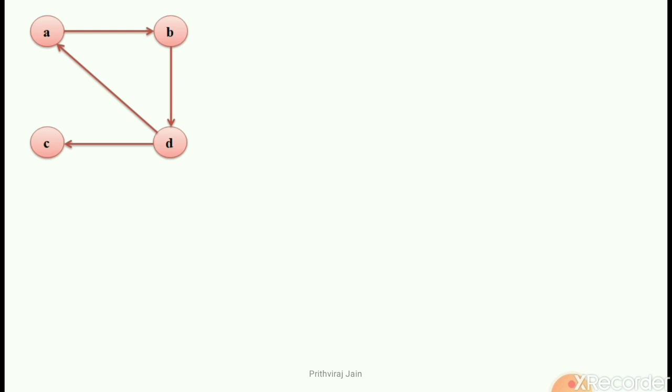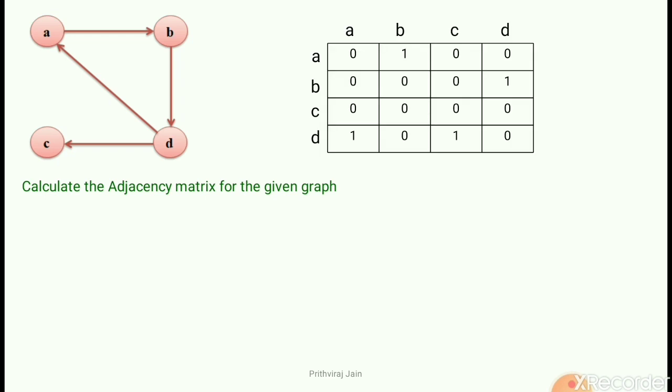So let us take the graph first, and as per our first step, we have to calculate the adjacency matrix for this given graph. This is the adjacency matrix including all the vertices of the graph, and wherever we see 1, that indicates there is a direct path from one vertex to another vertex.